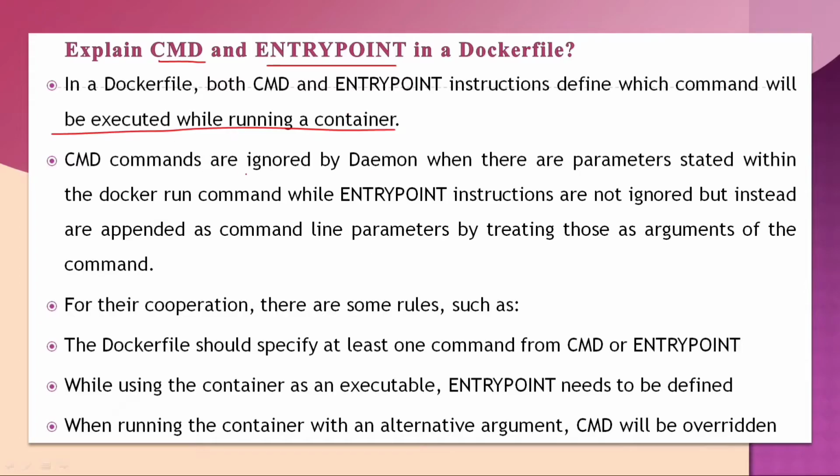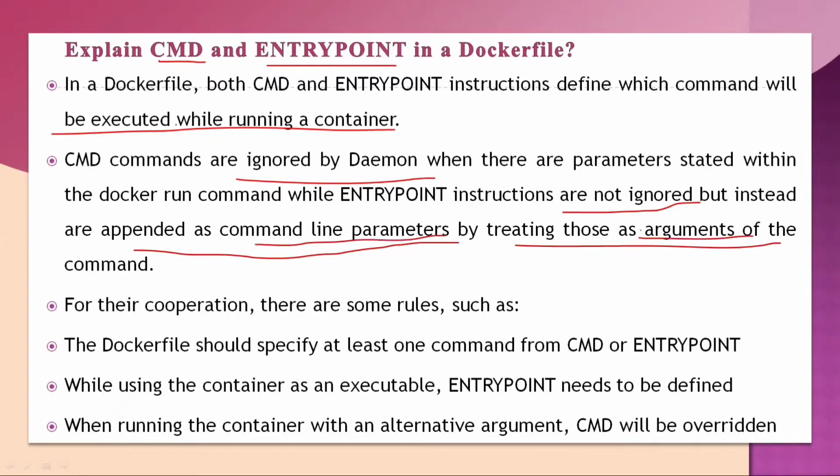In a Dockerfile, both CMD and ENTRYPOINT instructions define which command will be executed while running a container. CMD commands are ignored by the daemon when there are parameters stated in the docker run command, while ENTRYPOINT instructions are not ignored. That is, higher priority is given to ENTRYPOINT. When alternative parameters are specified, CMD commands are ignored, but ENTRYPOINT commands are appended as command line parameters, treating those as arguments of the command.